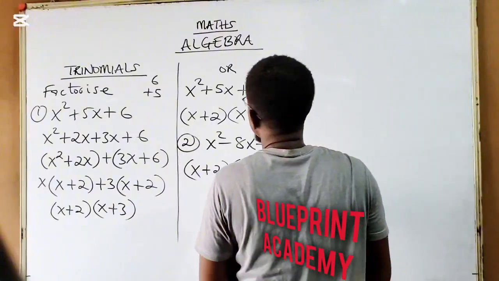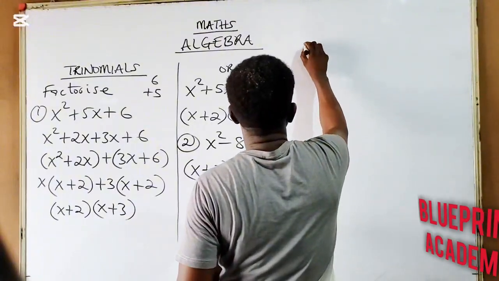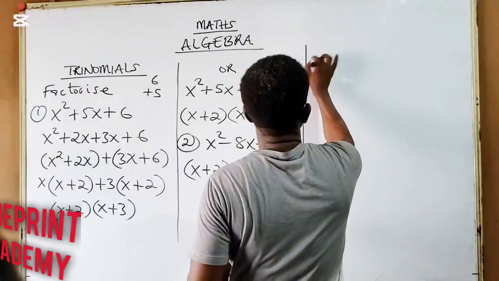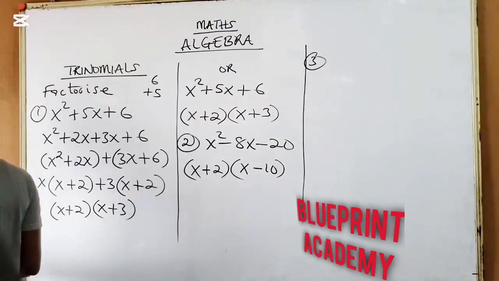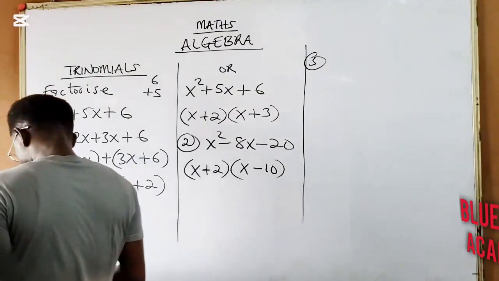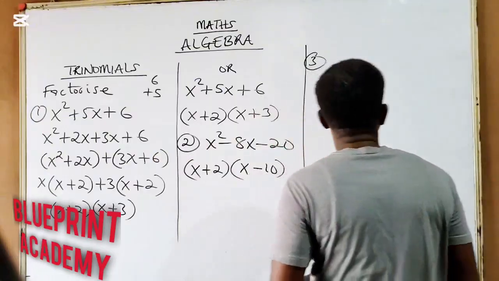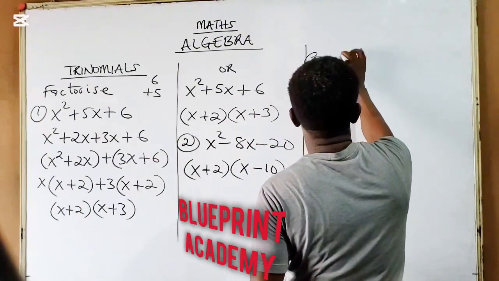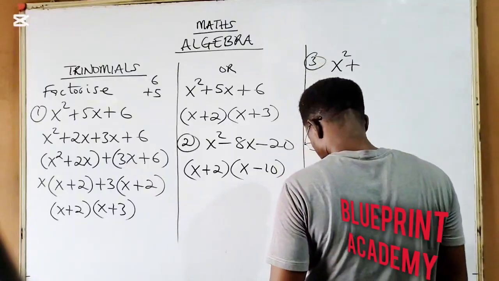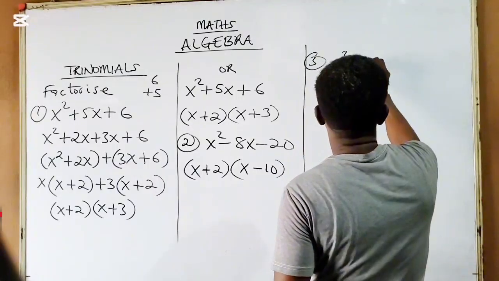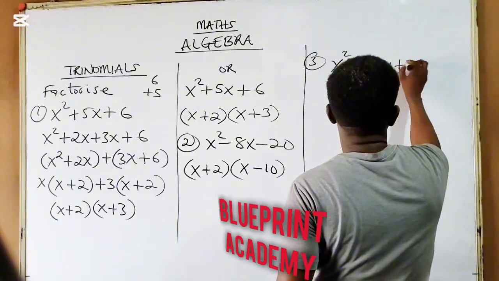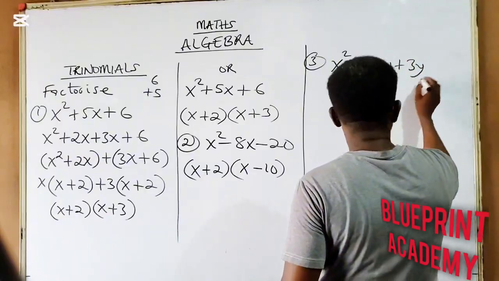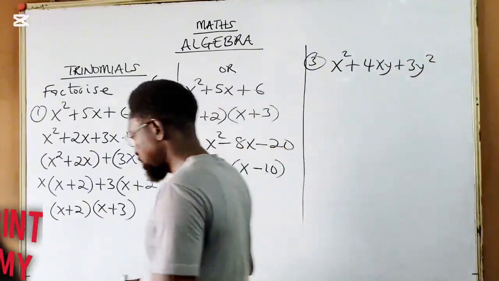Example 3. It says factorize x squared plus 4xy plus 3y squared. Now let's take a look at this one.